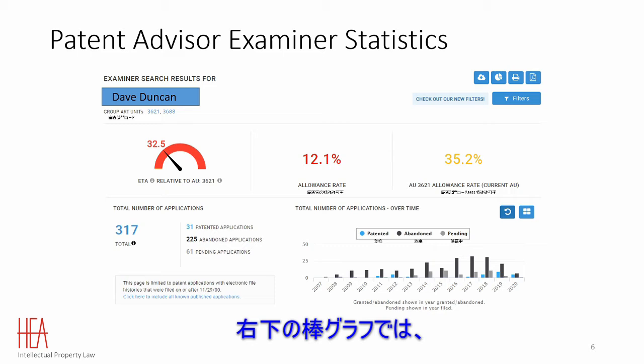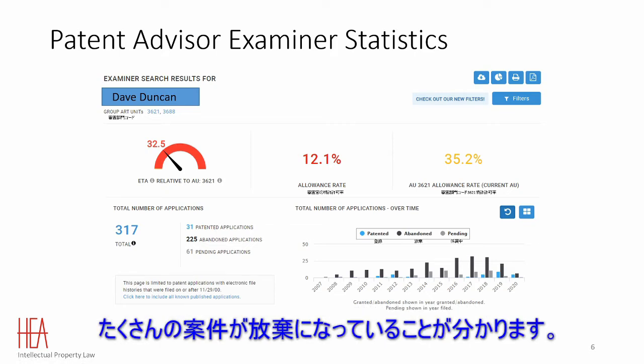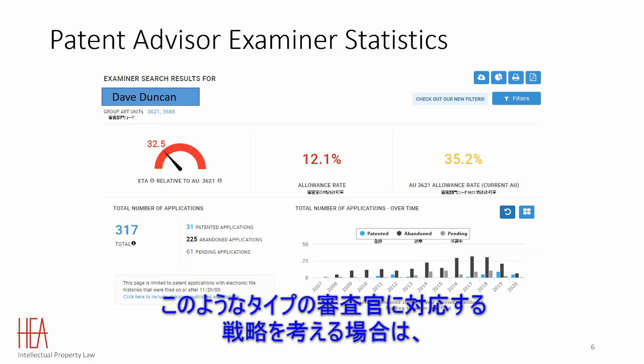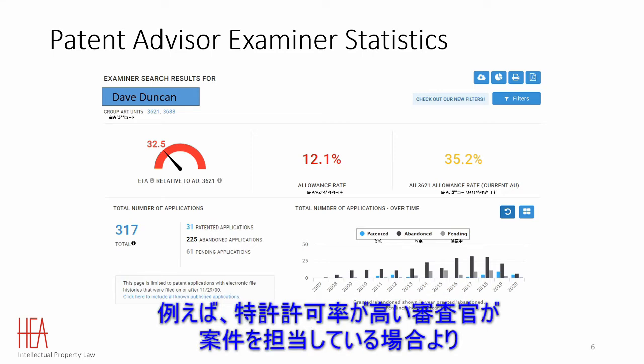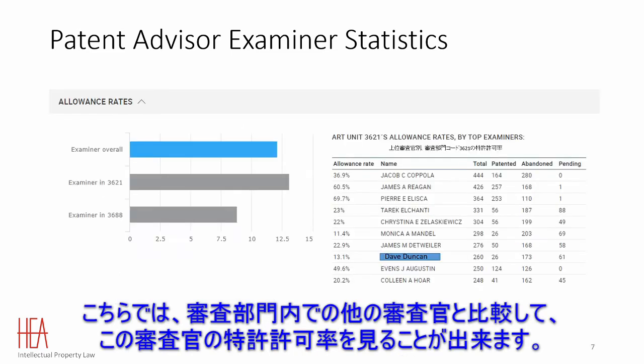In the bottom right-hand corner here, you can see the abandoned cases compared to the patented cases and pending cases. There is just a lot of abandonments here. This examiner is someone I know, and it's just very difficult. So when we're tailoring a strategy of dealing with this kind of examiner, you may want to consider appealing the case more quickly than if it was an examiner with a high allowance rate, for example.